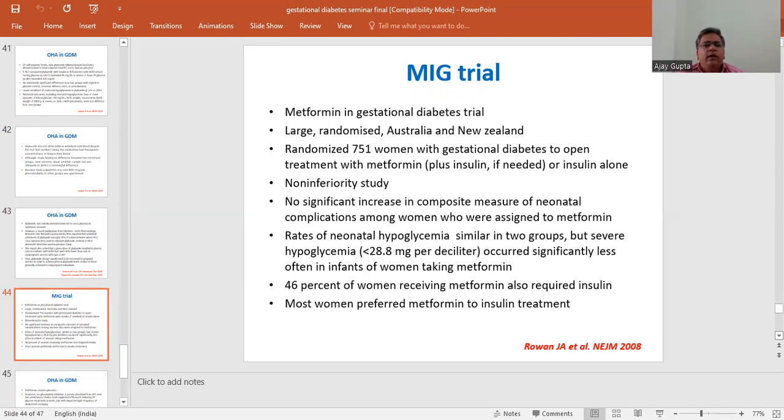GDM. So the MiG trial is one of the largest trials which assessed metformin in gestational diabetes, a large randomized control trial done in Australia and New Zealand. It randomized 750 women with gestational diabetes to either metformin plus insulin or insulin alone. It is a non-inferiority study. No significant increase in the composite measure of neonatal complications among women assigned to metformin was demonstrated. 46% of the women receiving metformin also required insulin, and most women preferred metformin over insulin treatment.